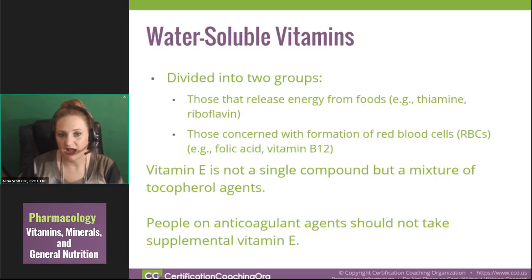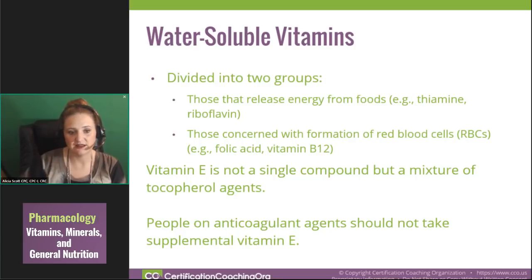So when you're pregnant, you need a higher dose of folic acid for the fetal development. And they've known this for a very, very long time because prenatal vitamins have been around for a very long time. And what predominantly makes them different than other vitamins is the amount of folic acid that you're able to get in them. Vitamin E, just keep in mind, is not a single compound, but it's actually several, right? And that's what makes vitamin E a little different. And notice they said that in the name, tocopherol agents.